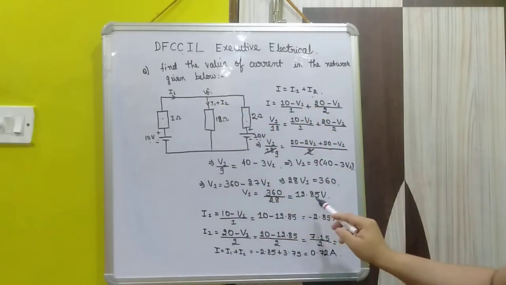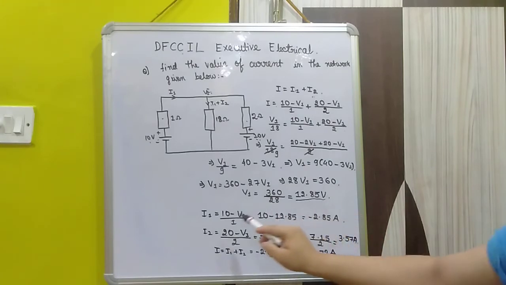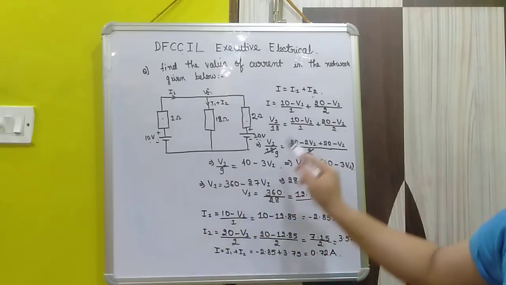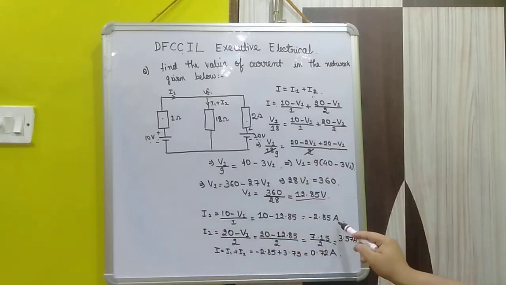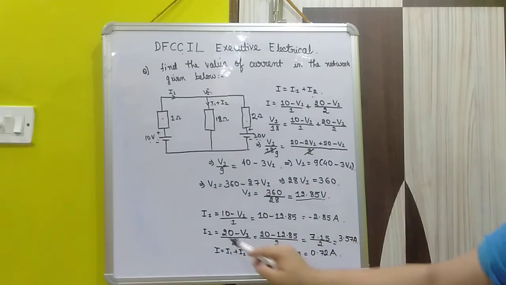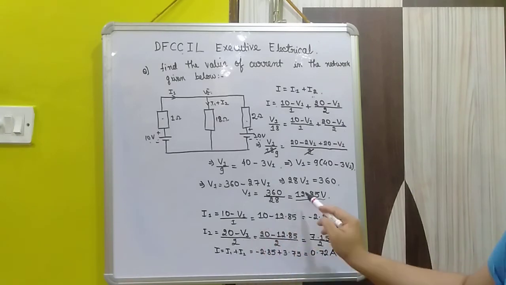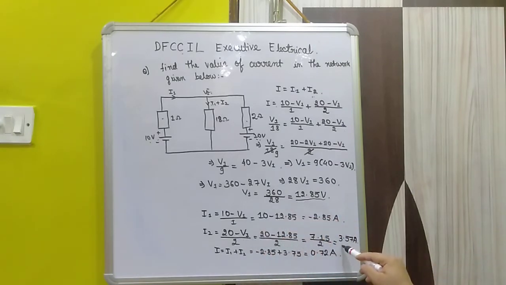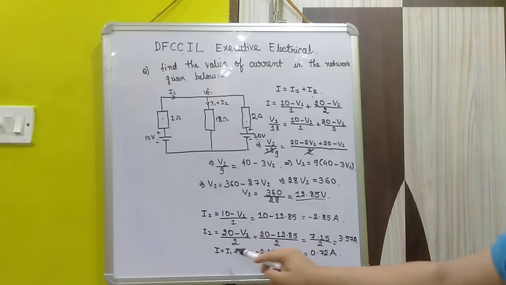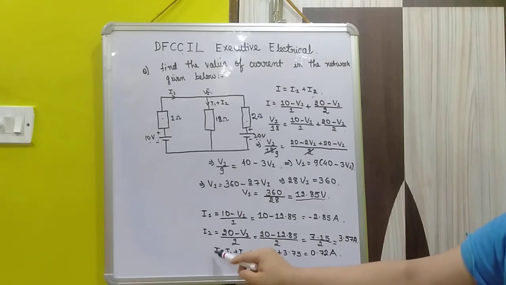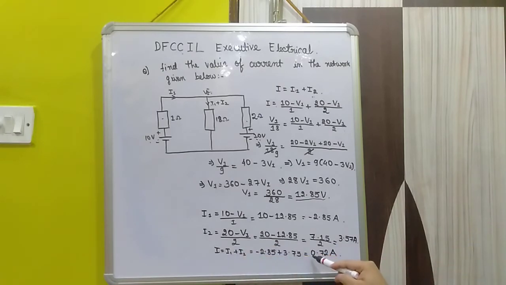We have calculated the value of V1, and from there we have calculated I1, which is minus 2.85 ampere. I2 is 20 minus V1 by 2. We put the value of V1 and got the I2 value, and then the equivalent current I1 plus I2 is 0.72. That is the final answer.